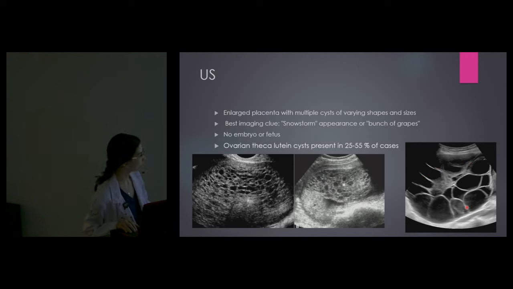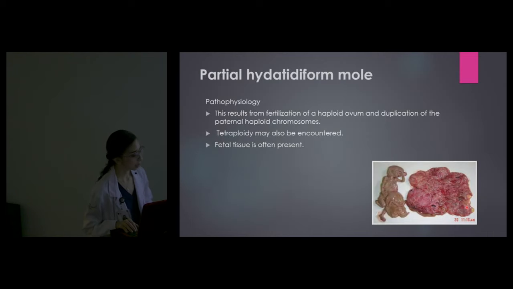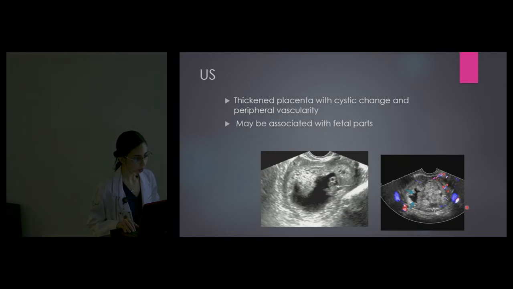And the partial hydatidiform mole is the result from the fertilization of a haploid ovum and the duplication of the paternal haploid chromosomes. And fetal tissue is often present. The ultrasonographic findings will be a thick placenta with cystic changes and peripheral vascularity, and may be associated with fetal parts.